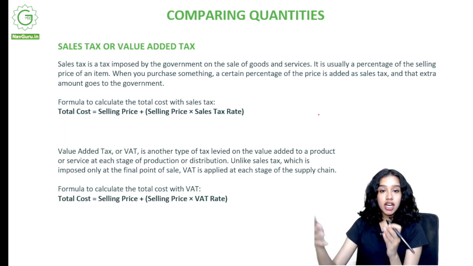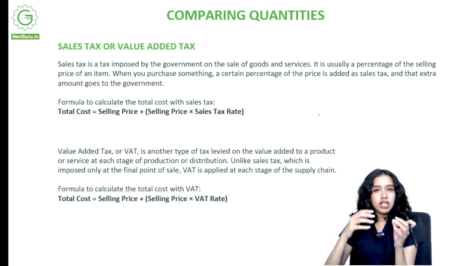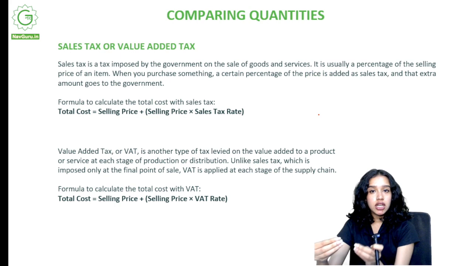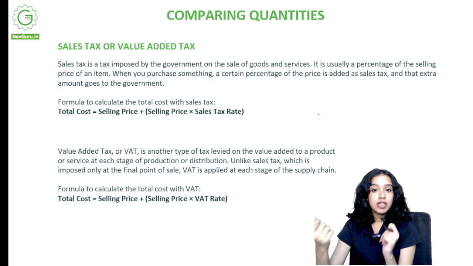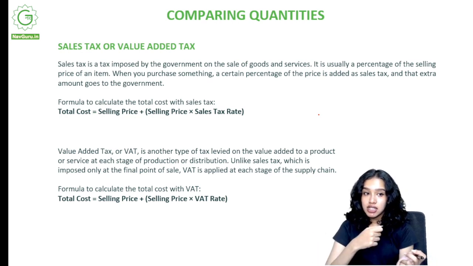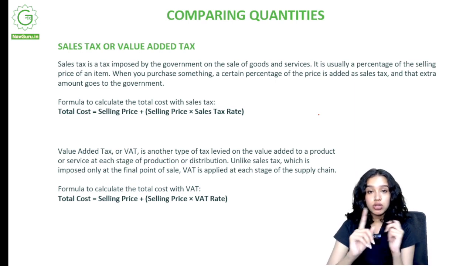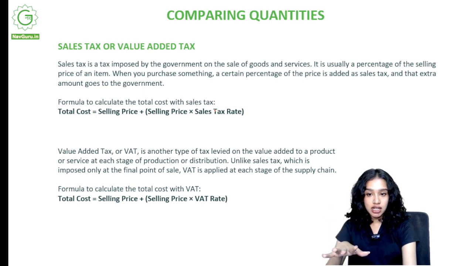It means that the government is imposing a particular amount. A particular amount is given to the government when an item is sold, right? So a particular percentage of the selling price is taken as the sales tax by the government. When you purchase something, a certain percentage of the price is added as a sales tax, and that extra amount goes to the government. So the formula to calculate cost price with sales tax, so the total cost.